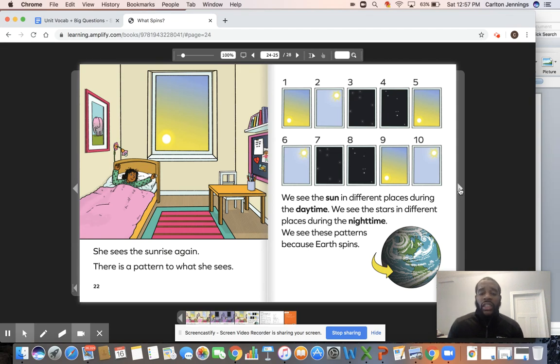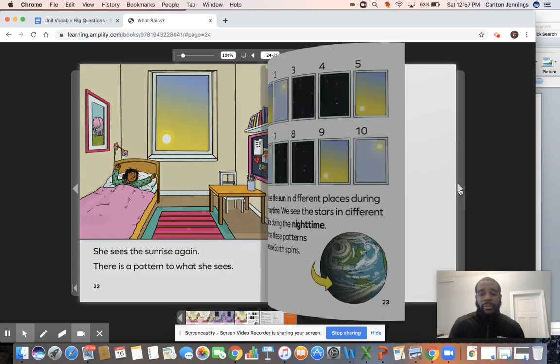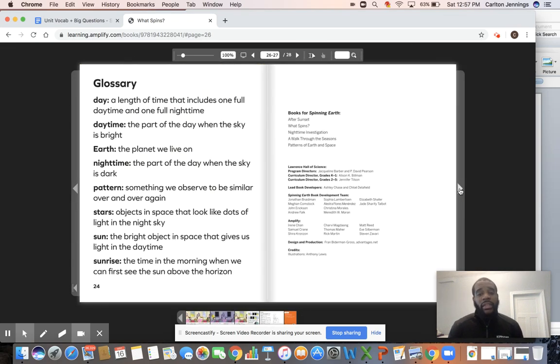We see the stars in different places during the nighttime. We see these patterns because the earth is spinning. That's how we keep seeing morning, afternoon, nighttime. That's how we keep seeing it because the earth is always spinning. So that's the end of our book here.